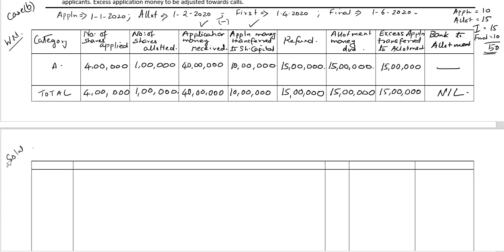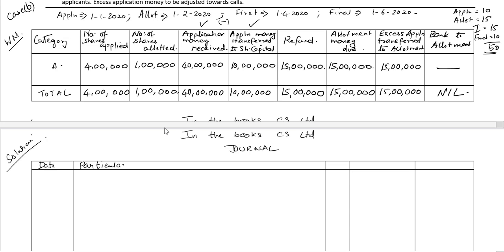Solution. In the books of CS Limited, journal, we have date, particulars, LF number, debit rupees, and credit rupees.